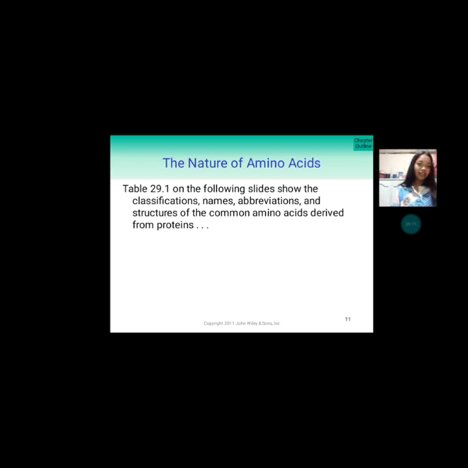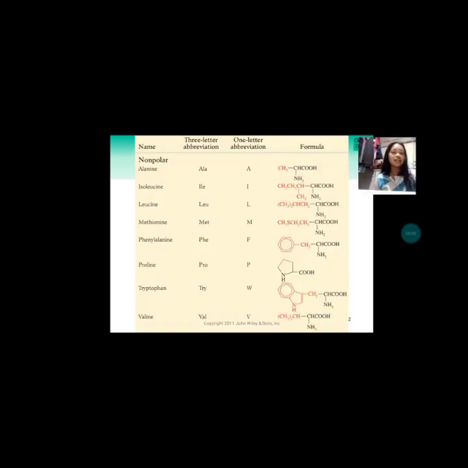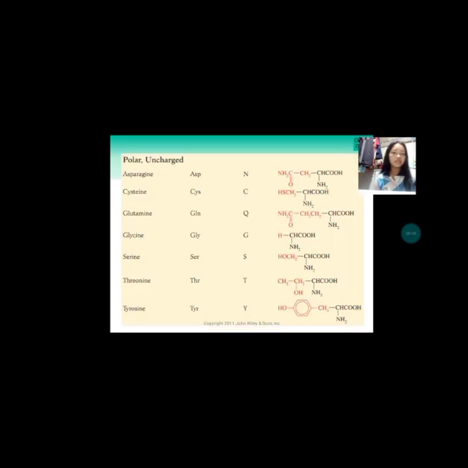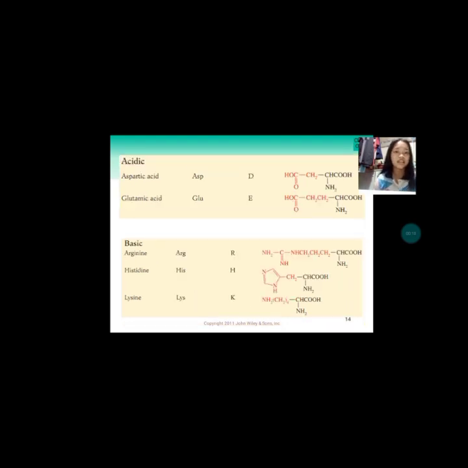On the following slides, shown are the classification, names, abbreviations, and structure of the common amino acids derived from proteins. So this is the nonpolar, its names, its abbreviation, and its formula. Second one is the polar uncharged. The third is the acidic, and the fourth is the basic.